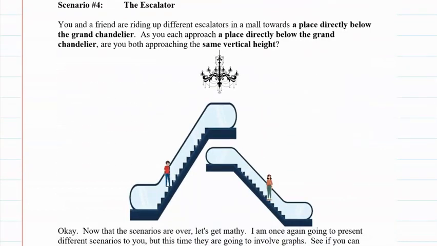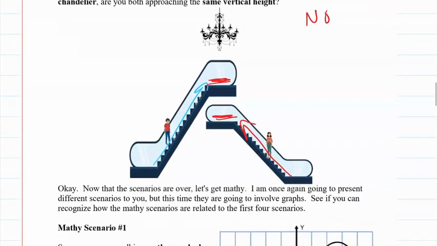A fourth scenario is escalators. You're at the mall and there's a grand chandelier in the middle of the mall, and one escalator goes up this way, headed towards the chandelier. The other one goes up this way. In this one, the question is, are you approaching the same vertical height? Is the guy approaching the same height as the girl? The answer is no, because the girl is only going to get this high at the end of the escalator, while the guy is going to get a little bit higher. So they're approaching different heights, one coming from the left, one coming from the right.